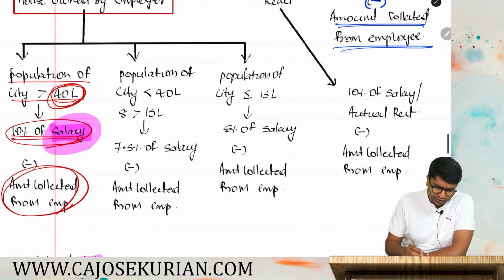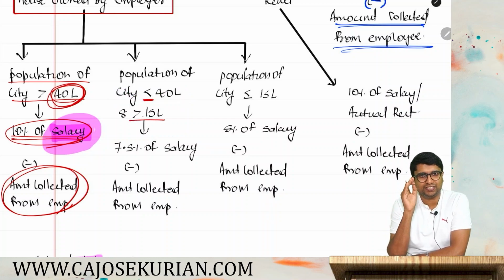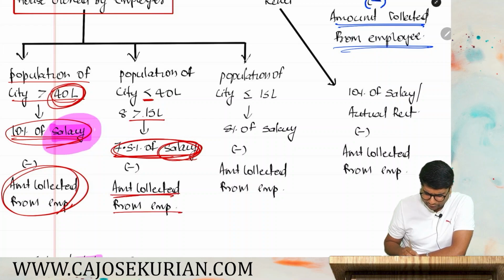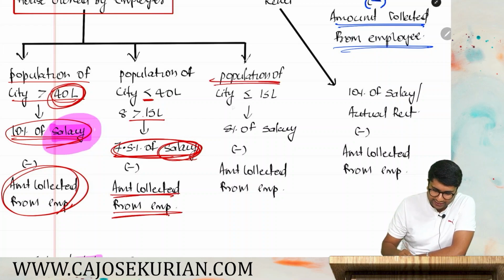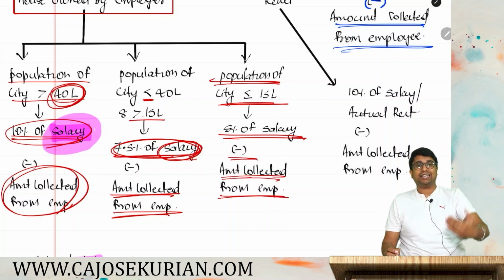And what if the population of the city is less than or equal to 40 lakhs? There is equal to also here. Less than or equal to 40 lakhs, but it is more than 15 lakhs. The population of the city is more than 15, but less than or equal to 40 lakhs. Then instead of 10%, it is 7.5% of the salary. Salary does have the same definition. Minus amount collected from the employee. What if the population of the city is less than or equal to 15 lakhs? Then 5% of the salary minus amount collected from the employees shall be the taxable value of perquisite.